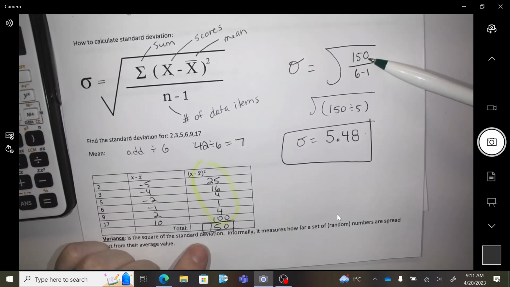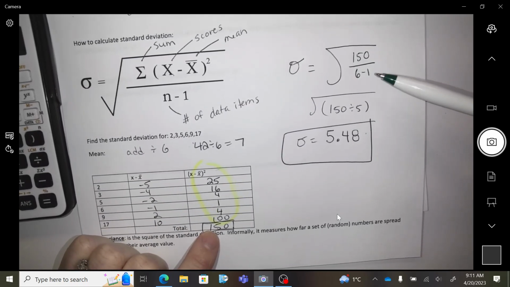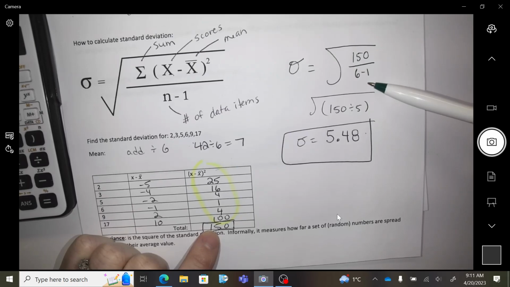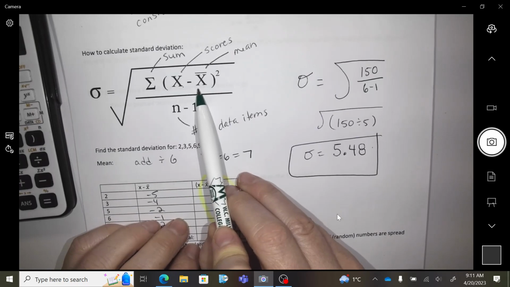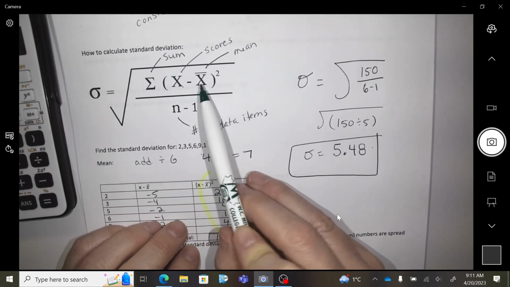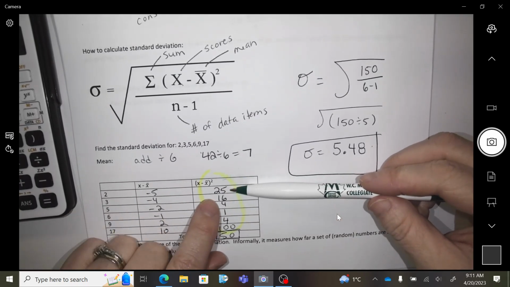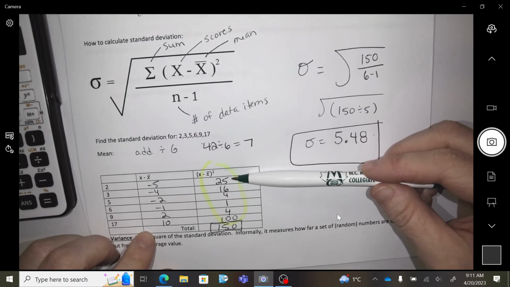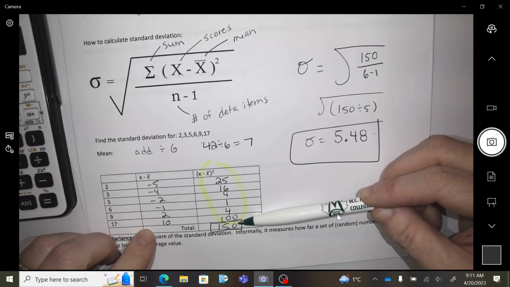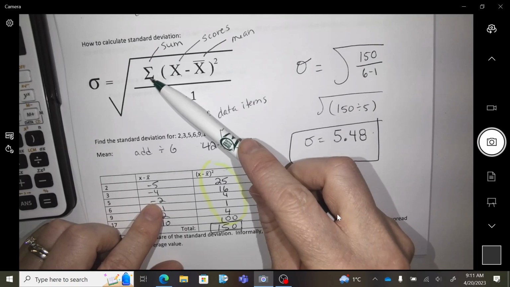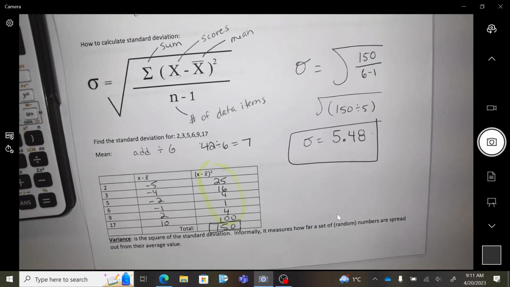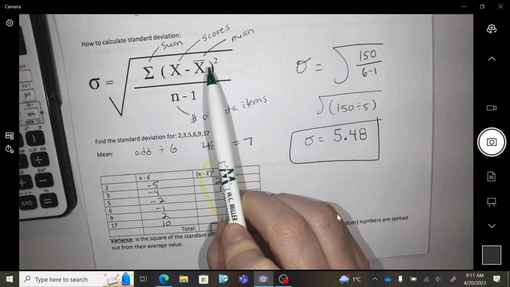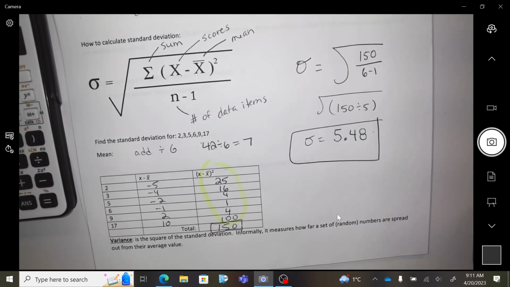Where did the 150 come from? This x minus x bar? That's what I did in the chart. These are all the x minus x bar squareds, and then this was the sum of all of those. So that's just the 150 piece, the sum of all of those squares put together.